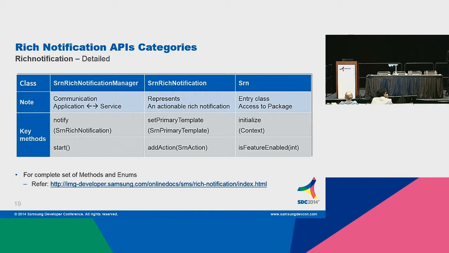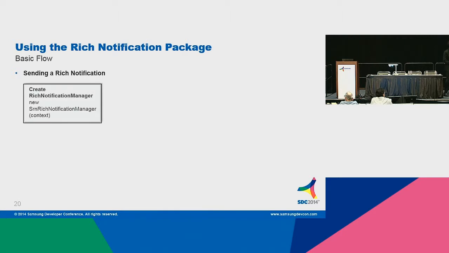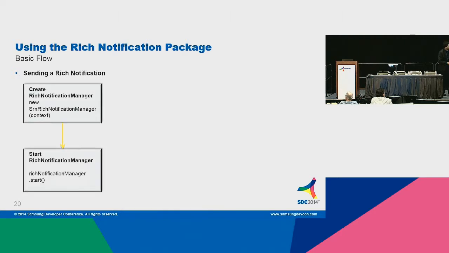We'll see how we use these packages and classes in writing the user scenarios. I'll be discussing two user scenarios. One, how to send a notification. Second, how to update a notification. So the first scenario I'll be discussing is sending a notification. First, you have to create the rich notification manager. This is the class which I discussed. And the second is you have to start this manager.